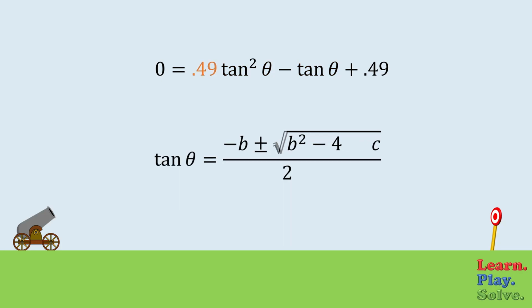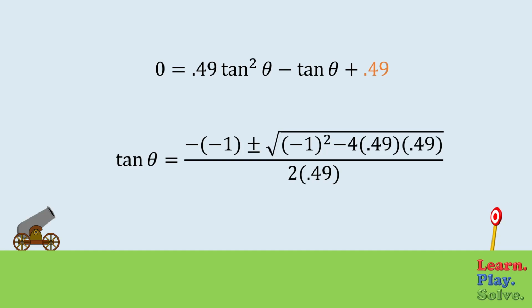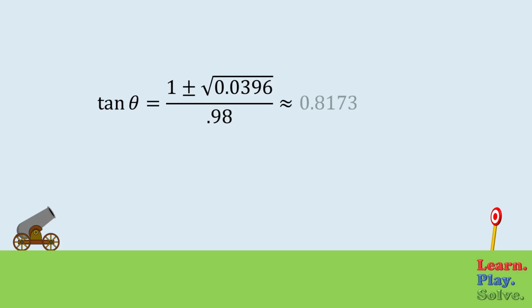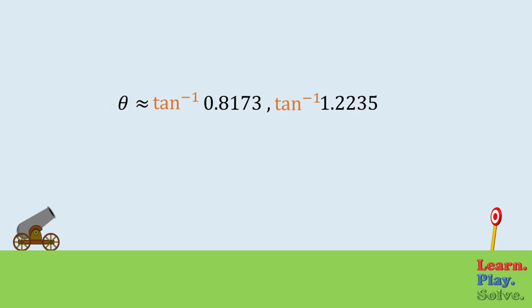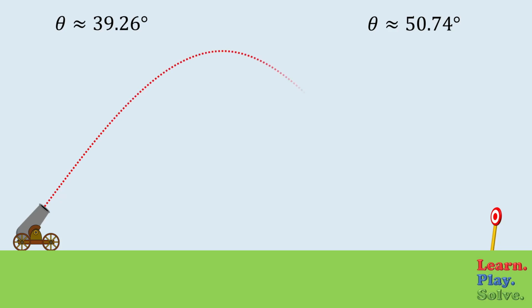A is 0.49, B is negative 1, and C is 0.49. This all simplifies to approximately 0.8173 and 1.2235. So theta is the inverse tangent of these two values. The arctangent of the first one is about 39.26 degrees, and the other one is about 50.74 degrees. The reason we have two answers is because given the restraints of this problem, there are actually two different parabolas that intersect our target.